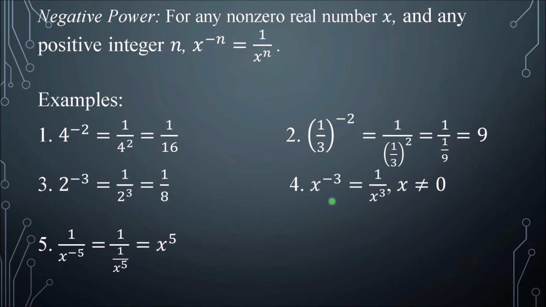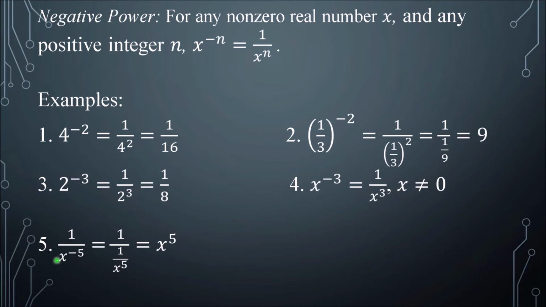For number 4, x raised to negative 3 is equal to 1 over x cubed. So the whole thing is placed in the denominator, and the negative exponent becomes positive. So it will be 1 over x cubed, for x must not be equal to 0. Why? Because we do not allow a 0 denominator. It will be undefined. So x must not be equal to 0.